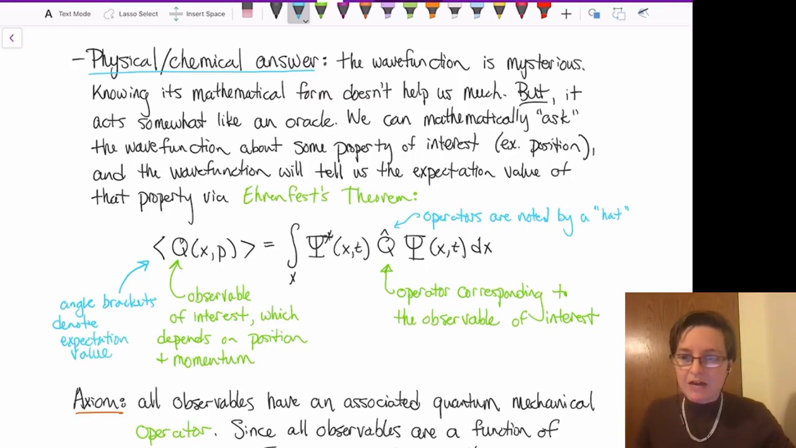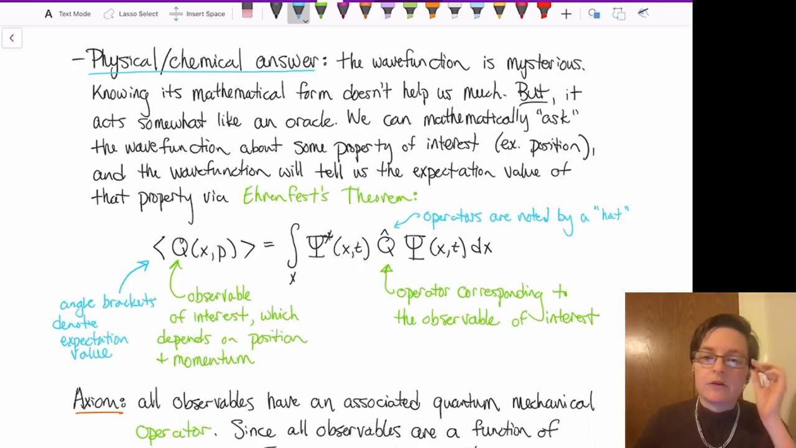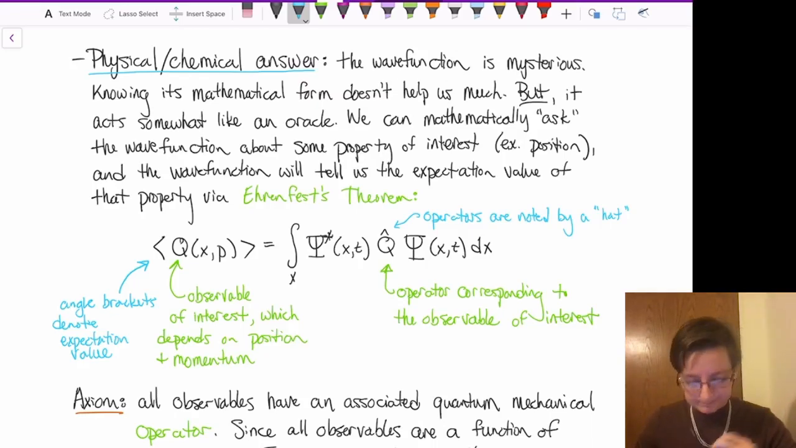And my letter Q is kind of an arbitrary choice, but it's my placeholder variable for whatever observable I want to talk about. Now, Ehrenfest's theorem tells us that that expectation value is related to the wave function. And so it's the integral over all positions x of the wave function times Q operator, which I'm going to get to in a second, times the wave function dx.